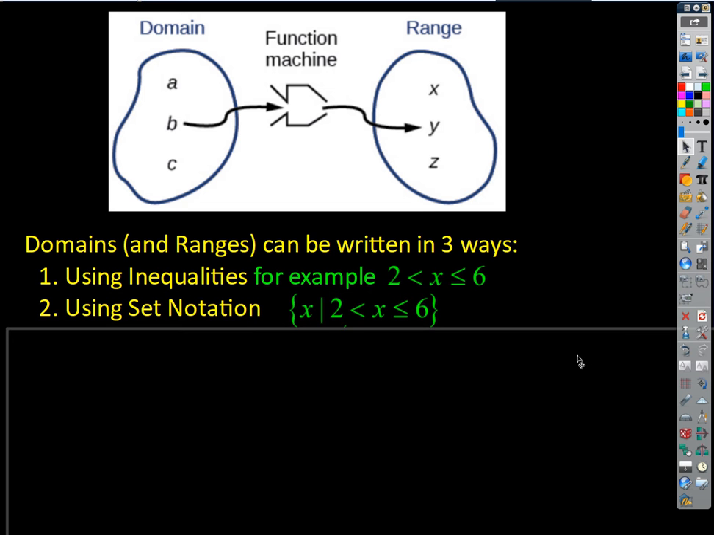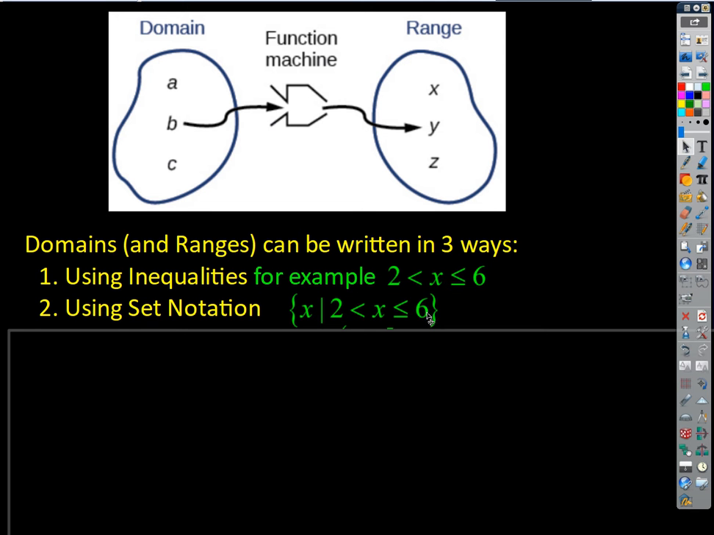There's another method that we're not going to use, and that's called set notation. Notice that set notation, it's really the same thing, isn't it? All we did was enclose this in brackets, which means it's a set of values. So this just says the set of values of x such that x is greater than 2 and less than or equal to 6.